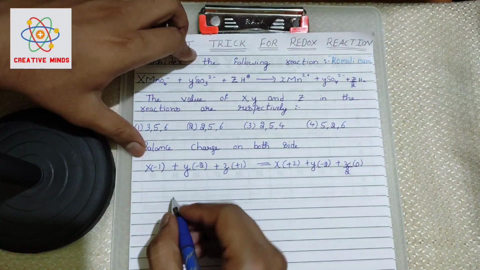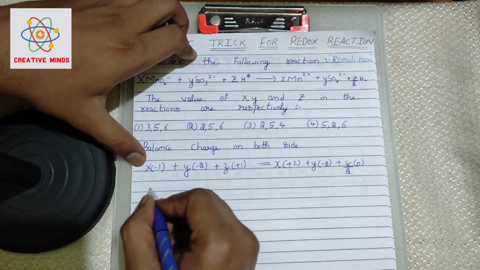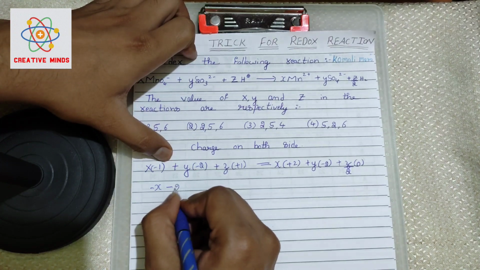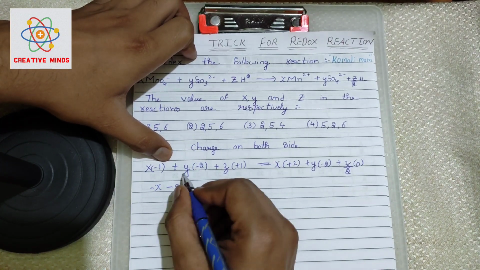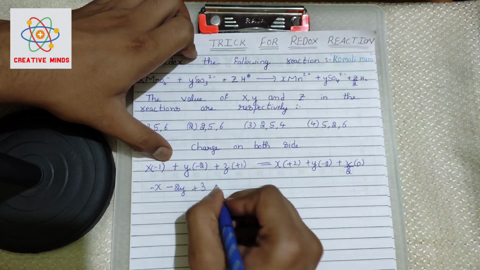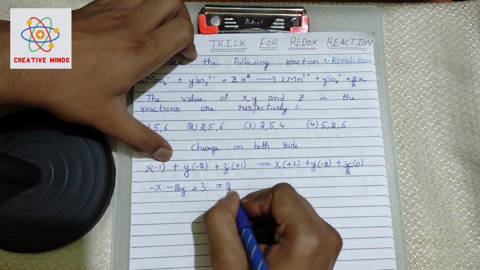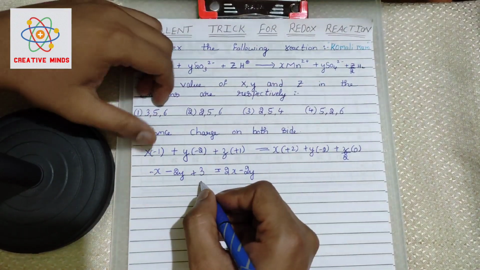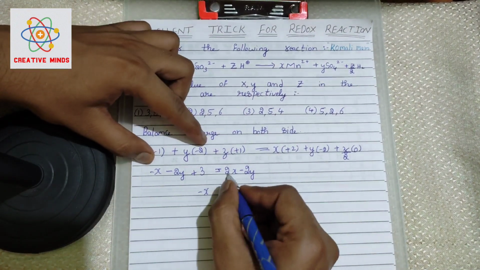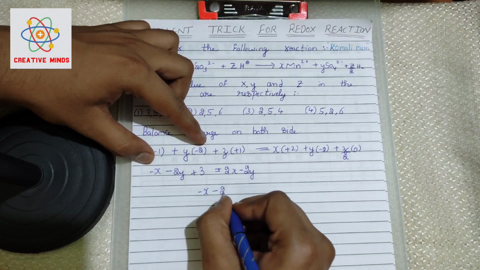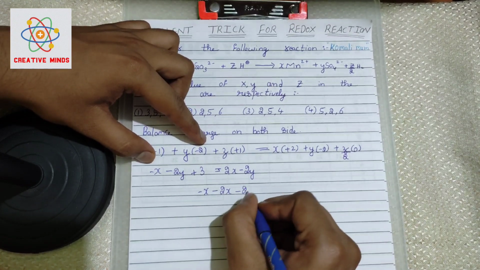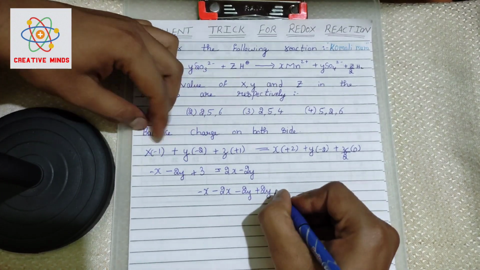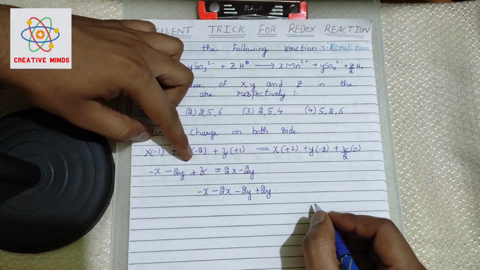Now very simple. Minus 1 into x is minus x, then minus 2 into y is minus 2y, plus z gives rise to 2x and minus 2y. Now just solve this. Bring this 2x to the left-hand side, it becomes minus 2x. Bring this minus 2y to the left-hand side, it becomes plus 2y. And this is z.